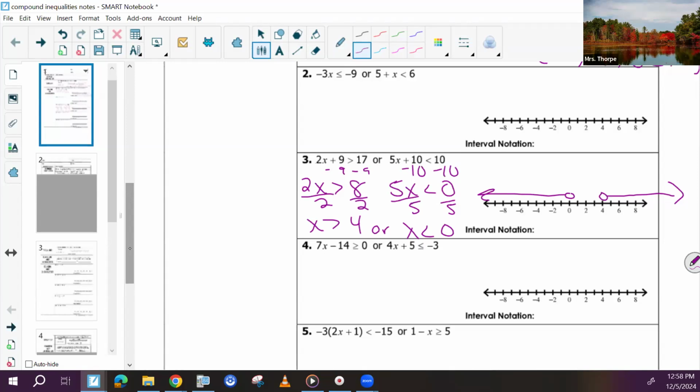And then that interval notation, start at negative infinity, stop at 0, parentheses, or for the u, start again at 4, and end at infinity. Any questions on that one? Let's do one more or before we move on to and. Let's do number 5.